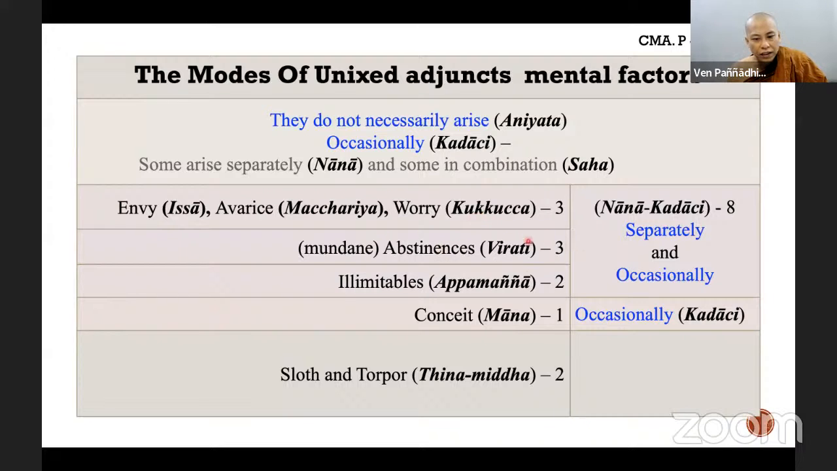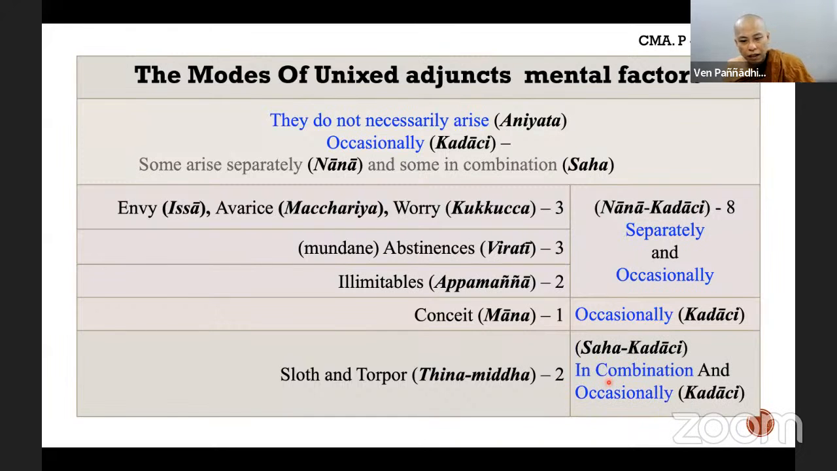Can you find any of the other 10 at the moment of mana? In Lobha Mula dissociated from wrong view, is it possible? Is Issa, Macchariya, Kukkucca? No, because Issa, Macchariya, Kukkucca arise only with the Dosa Mula. That's why they are not connected with mana. And Virati and Appamañña are beautiful factors, so it's also impossible for them to arise with mana. And Thina-middha, yes, it is a different nature.